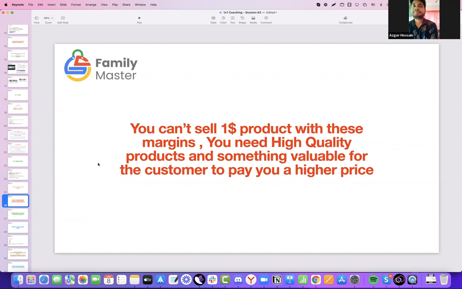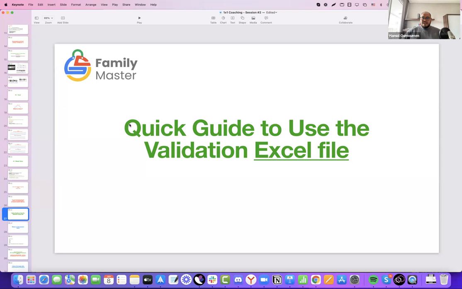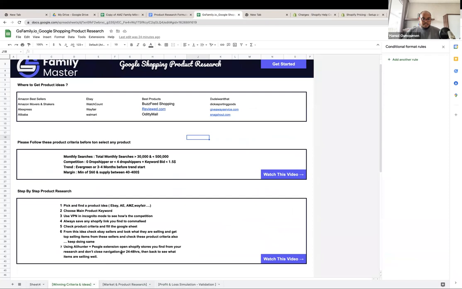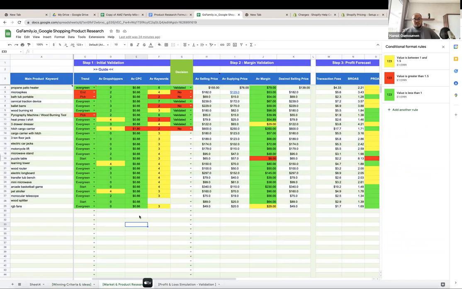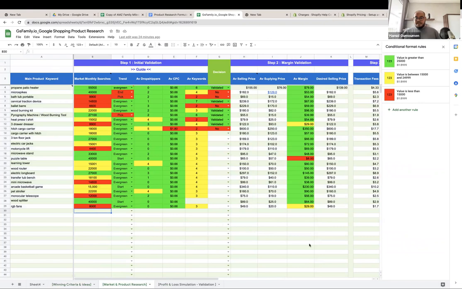Okay, I have a quick Excel file that I made. I already have the last version, the old version, but now I just finished, not 100%, the new Excel. Here's, for example, when you are doing product research, you need to fill in all this information.